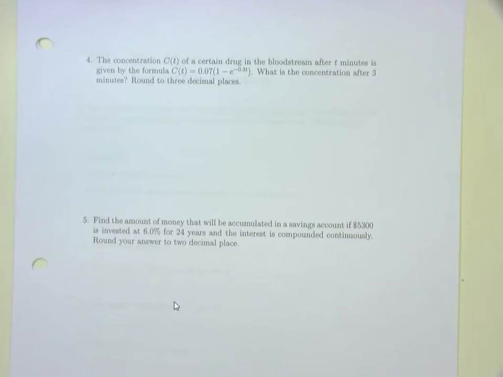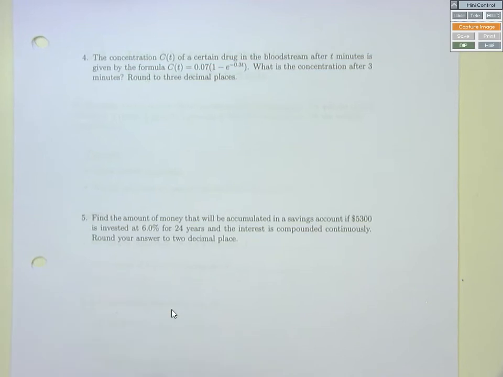It stated this, that the concentration C of t of a certain drug in the bloodstream after t minutes is given by the formula C of t equals 0.07 times (1 minus e to the negative 0.3 t). What is the concentration after 3 minutes? Round your answer to 3 decimal places.